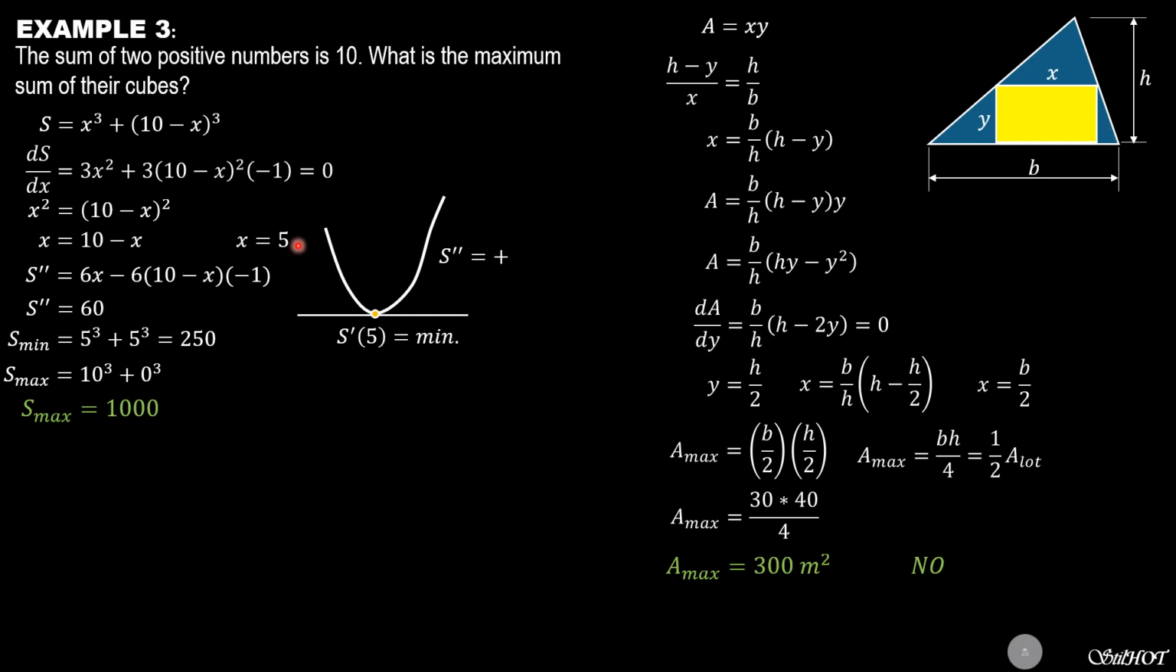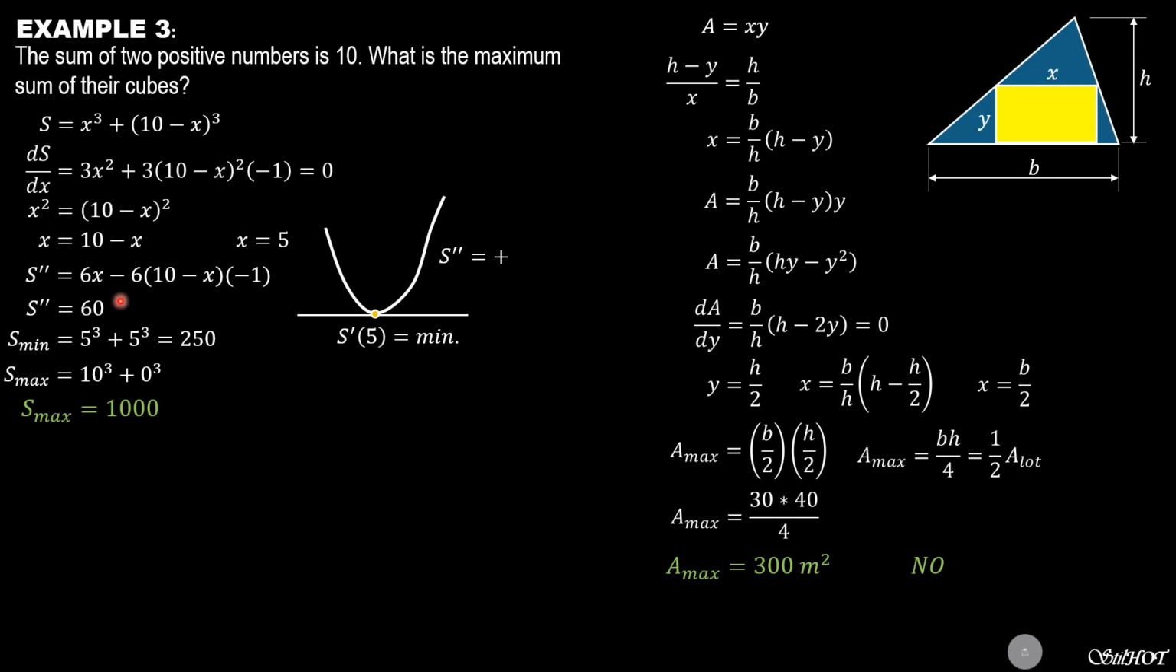Let us evaluate the second derivative. If this value of x, so the second number is also 5, 10 minus 5, will give us the maximum value of their cubes. So S double prime from here, S double prime is 6x, then negative 3 times 2, so negative 6, quantity 10 minus x to the 1, and the derivative of 10 minus x is negative 1. If we simplify this, S double prime is positive 60.